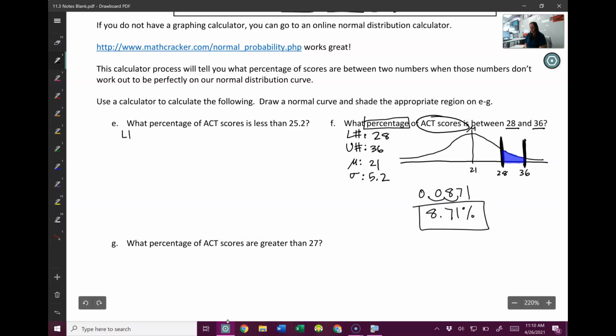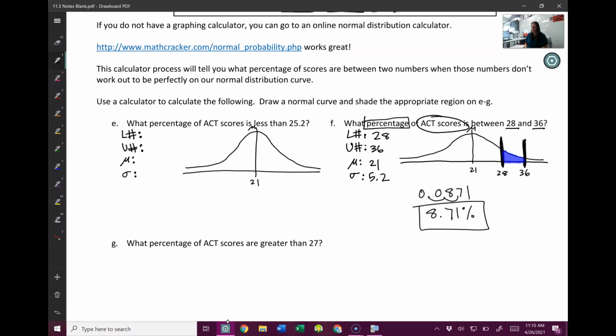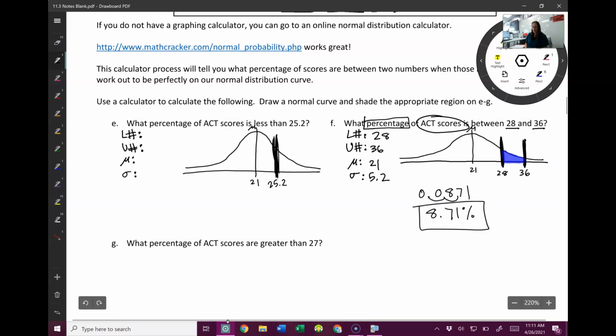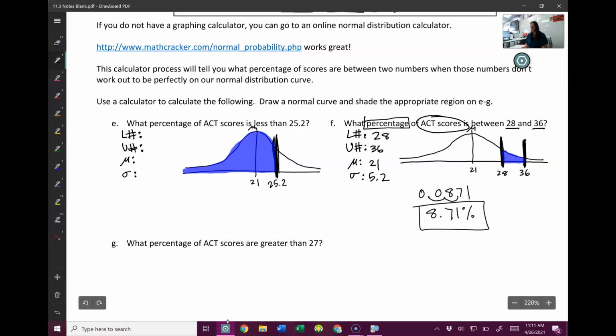Okay, let's try another one. What percentage of ACT students scored less than a 25.2? So for this one, I'm going to draw the picture first because it helps to visualize it. So here's my normal curve. Here's my mean at 21. I want everything less than 25.2. So we're going to say this is about 25.2, and I want everything less than that. So in this case, my upper number is going to be my 25.2. Mean is still 21. Standard deviation is still 5.2.